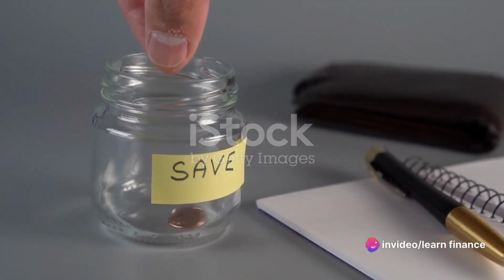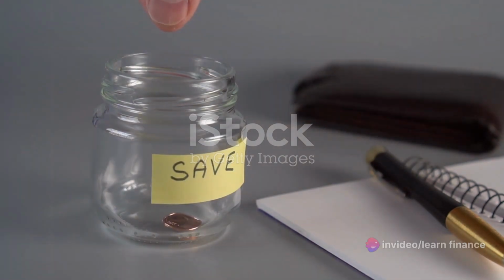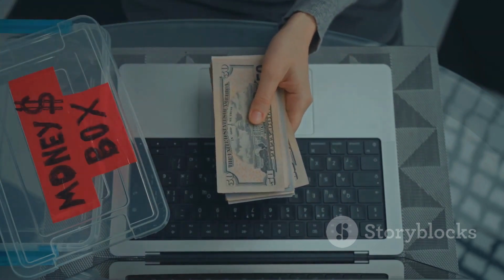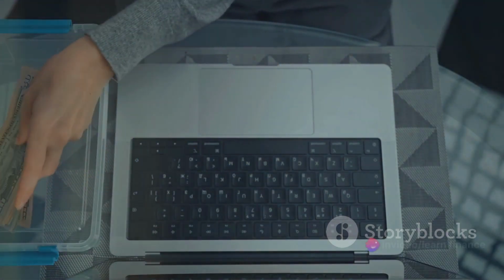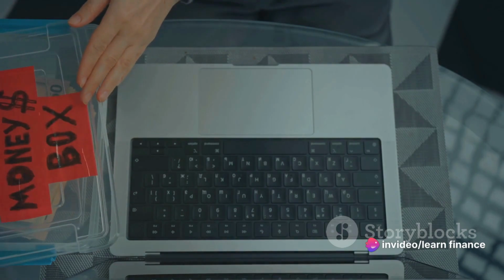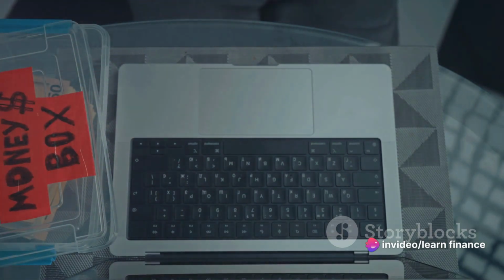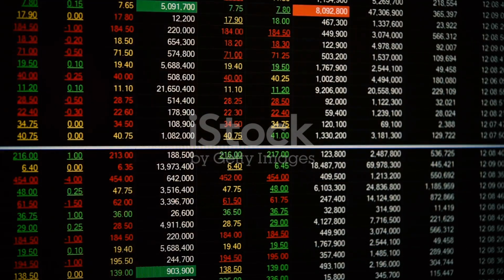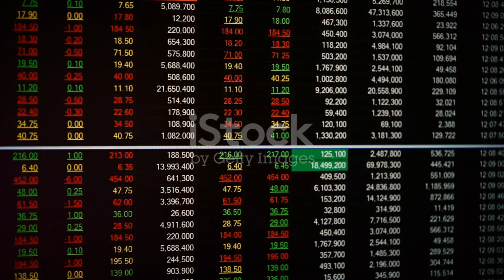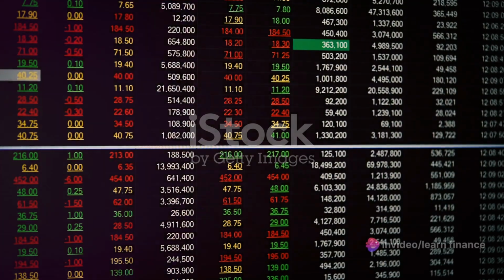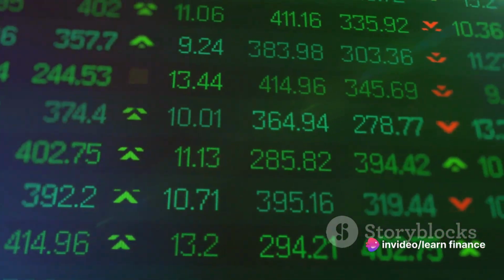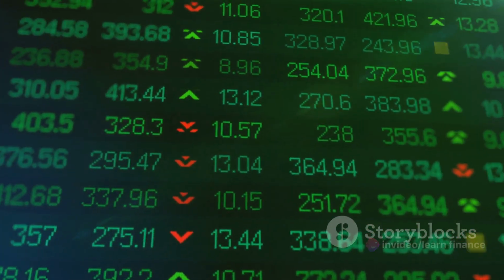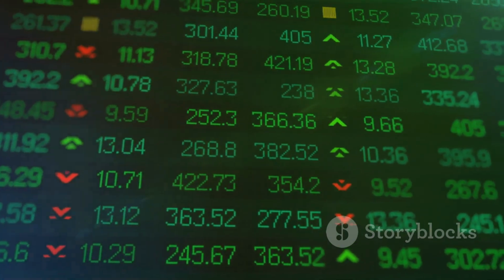Next, set clear, measurable financial goals. Whether it's starting a business, investing in real estate, or funding an education, a well-defined goal gives your debt purpose. Remember, the idea is not to accumulate debt for the sake of it, but to use it as a tool to achieve something greater. Now, with a clear financial picture and set goals, it's time to research investment opportunities that align with those objectives. This could range from stocks and bonds to real estate or even starting your own business. Research is key here.